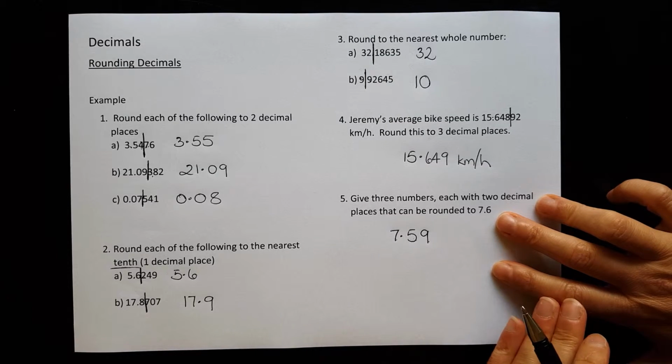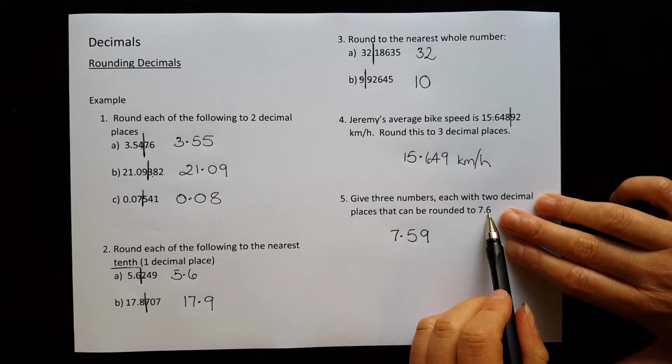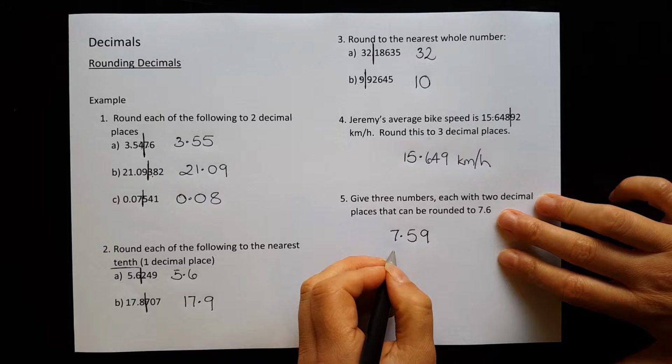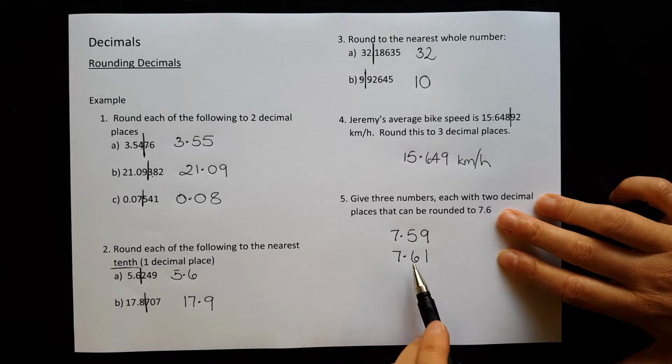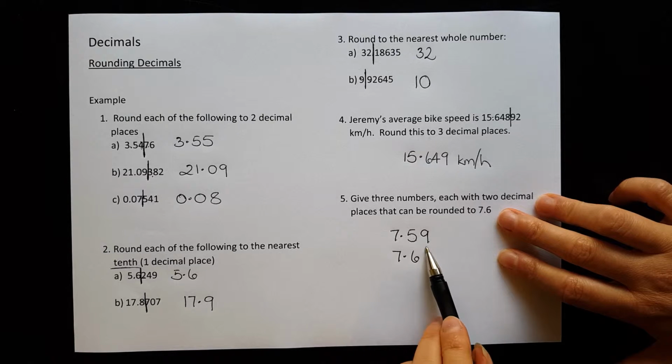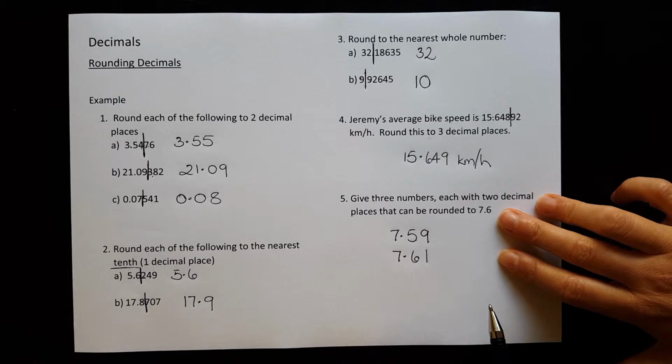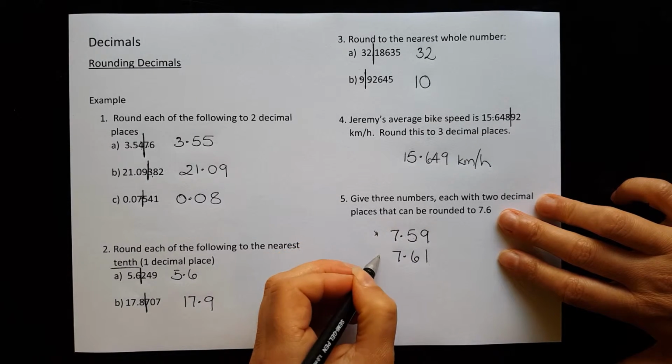I could also go on the higher side of 7.6. I could go 7.61, okay, and that would round down to be 7.6. And again, you could have 7.62, 63, 64. Any of those options would be okay, but 7.65 would be too high because that would round this to be a 7. Okay, so I've just chosen those two there to show you for today.